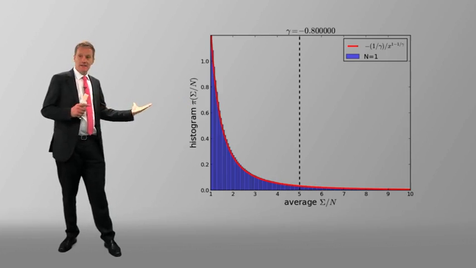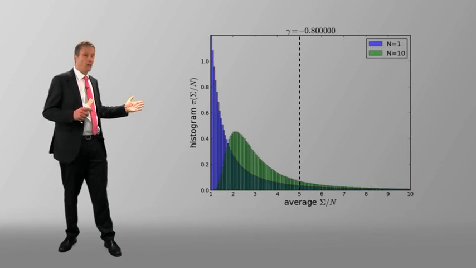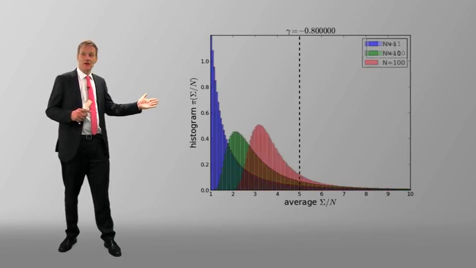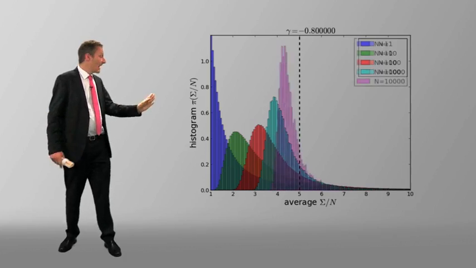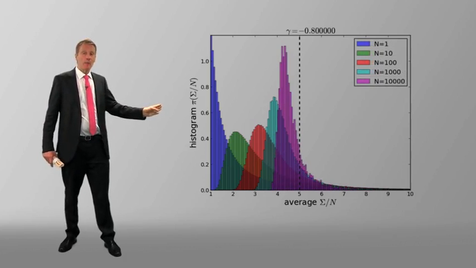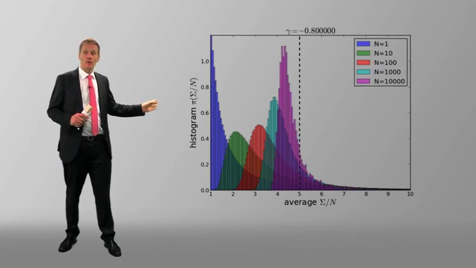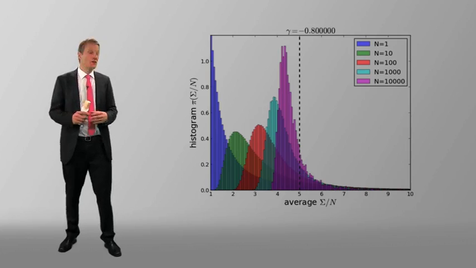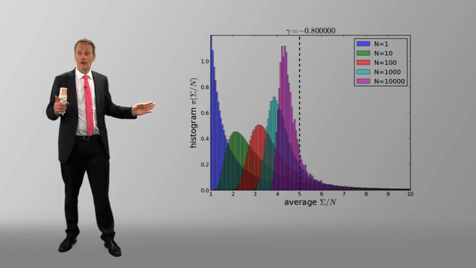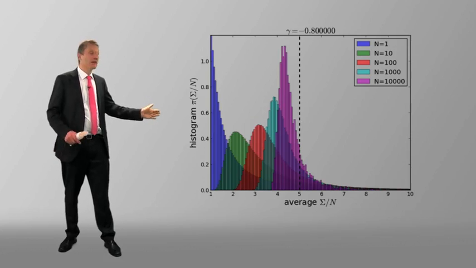Then we take the sum sigma over n for n equal to 10. We get this distribution. Then for 100, we get a new distribution, for 1,000, and so on. All the averages are equal to 5, but the most probable values only very slowly approach 5. And this was the reason why we obtained a wrong result, because the average turned out to be very different from 5.